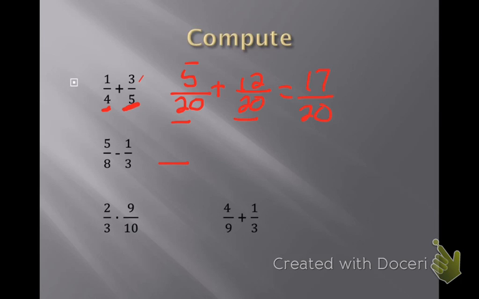Subtracting, again, you also must have a common denominator. So 8 times 3 is 24. That happens to be the smallest common denominator. What do you do to 8 to get 24? You multiply it by 3, so 3 times 5 is 15. What do you do to 3 to get 24? You multiply by 8. 8 times 1 is 8. Now they have the same denominator. You may subtract the numerators, 7/24.